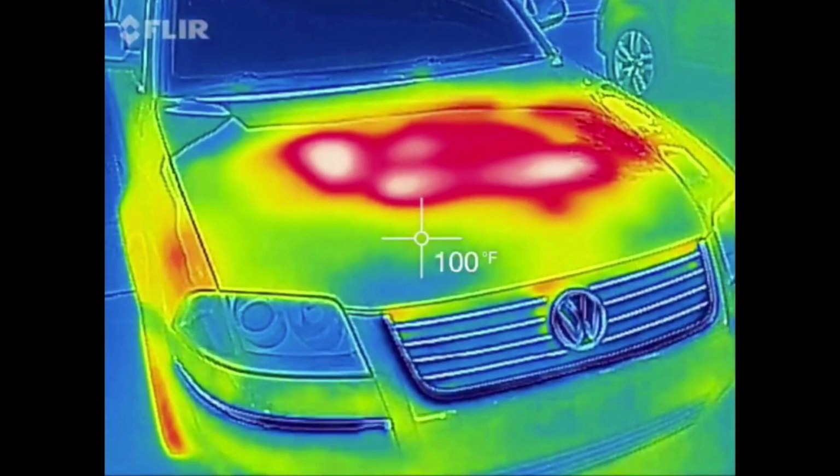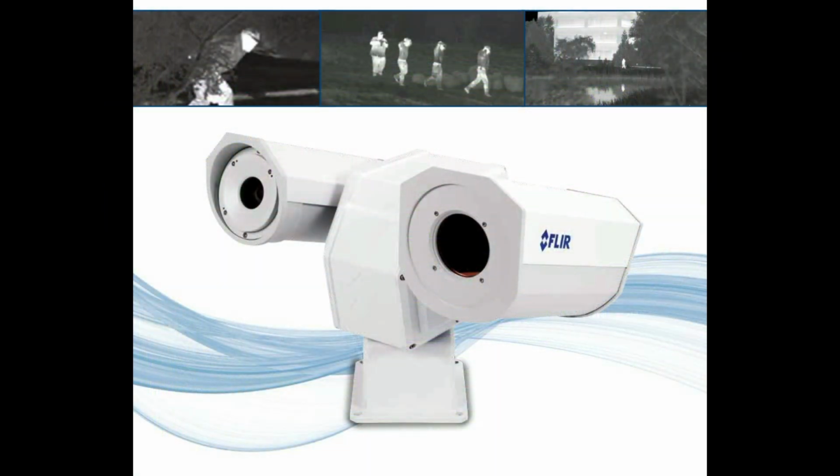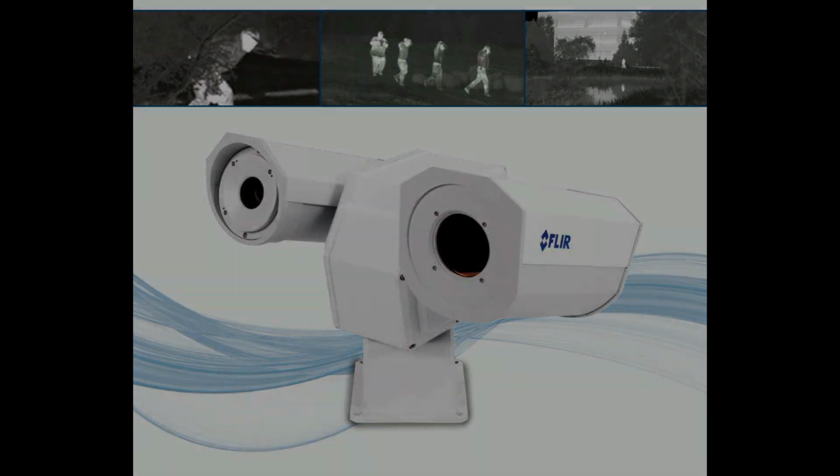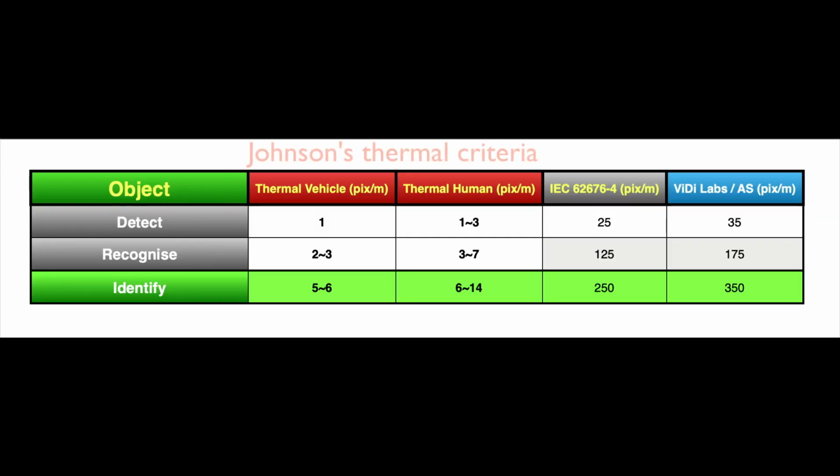If there is a reference heat source in the field of view with a known temperature of radiation, it is possible to calibrate such temperature so that the object that you see can give you a relatively accurate representation of the object temperature. So for thermal vehicle detection you need at least 1 pixel.